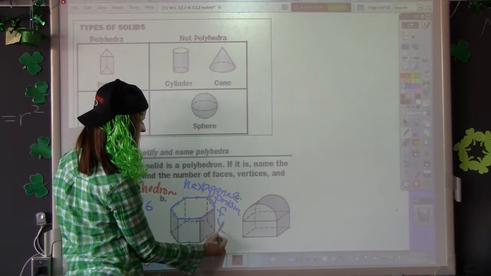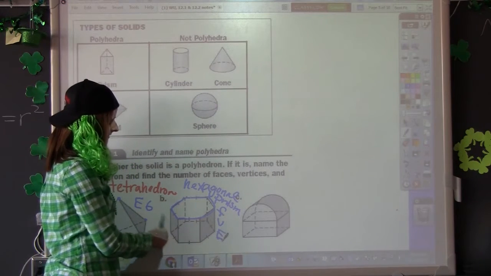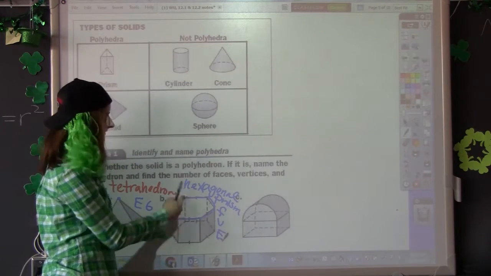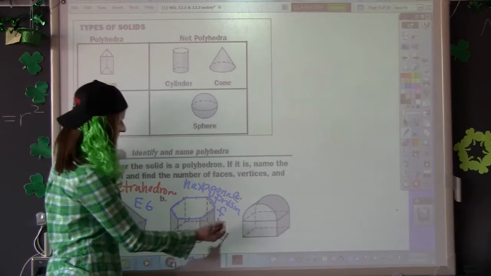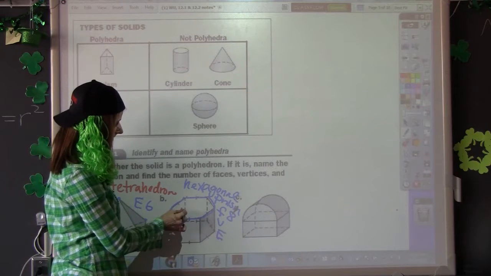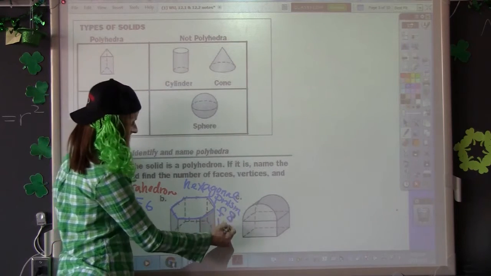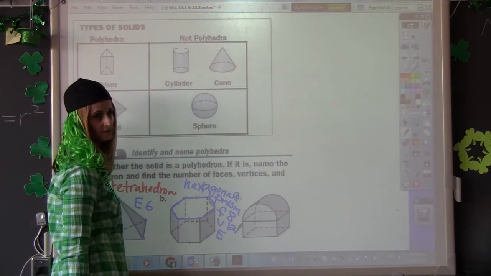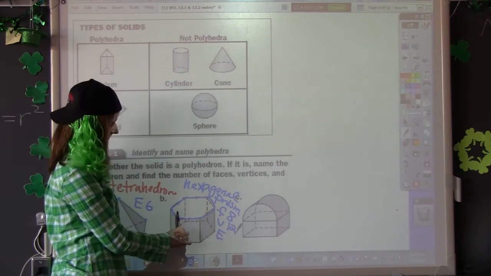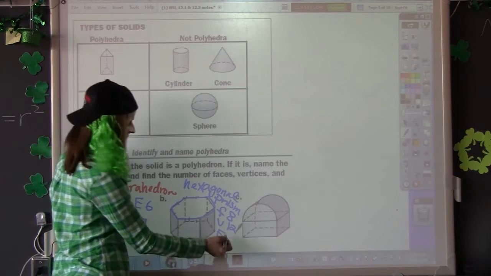Faces, vertices, edges. How many faces? 8. How many polygons? 8. Okay, so we've got 6 around the side and then the top and the bottom. So that's 8. How many vertices? We've got 6, 12. And then how many edges? These are line segments. So there's 6 around the side, 18. And then we've got 6 and 6.